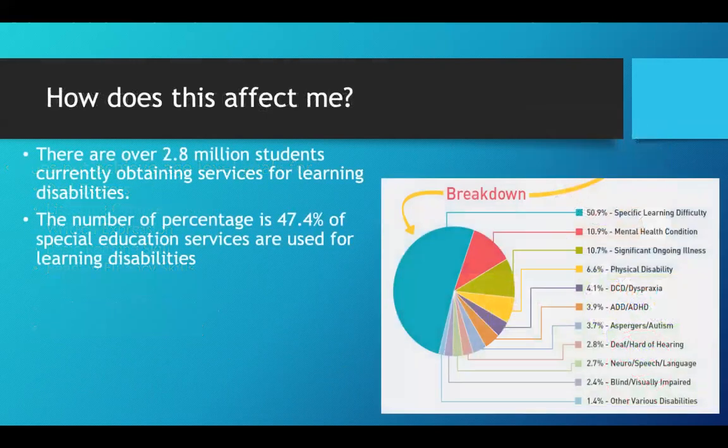How does this affect you as teachers? I know that my percentages are kind of off in this slide. I couldn't find an exact percentage in my research, but there are over 2.8 million students that are currently obtaining services for their learning disabilities. This creates 47.4 of all special education services are used for learning disabilities. In this graph right here, it shows you just how much learning disabilities are in our school systems.